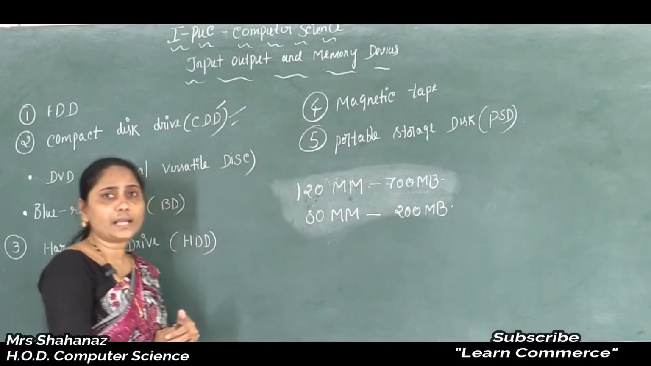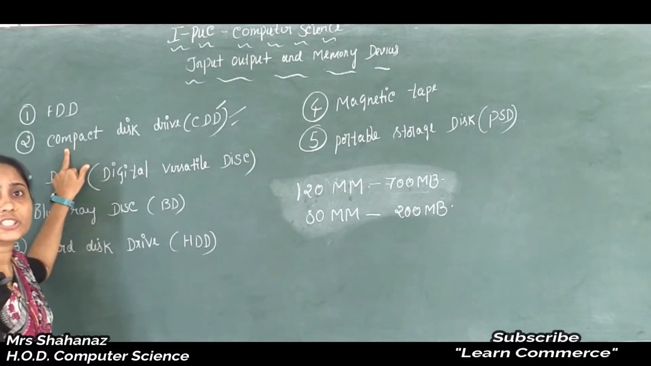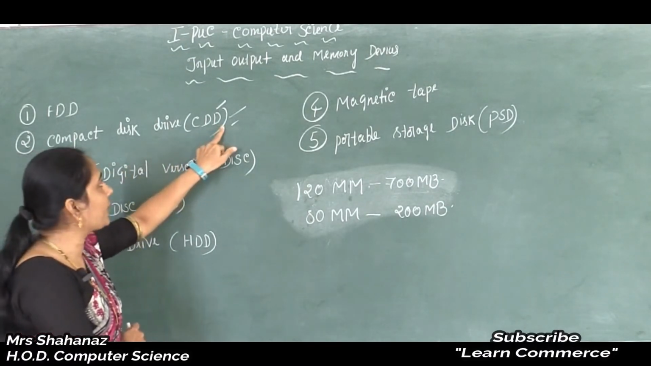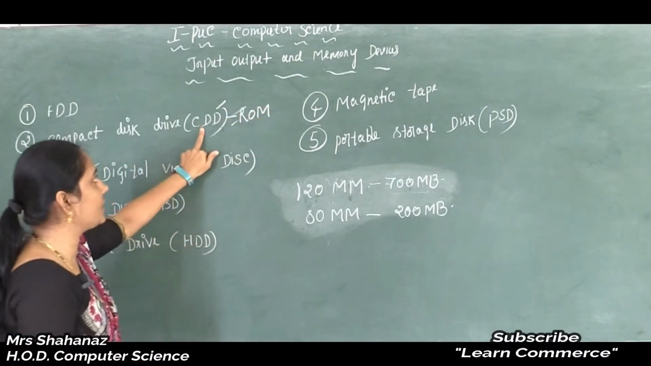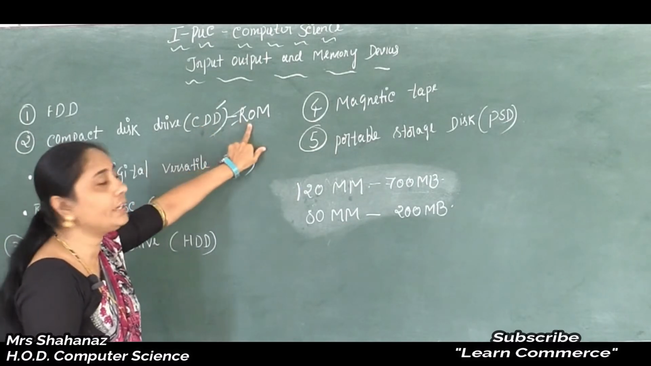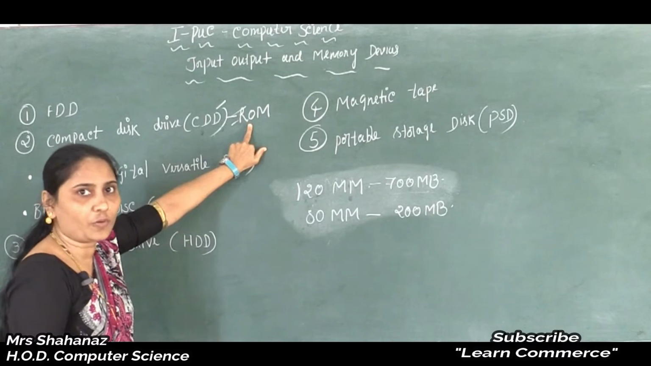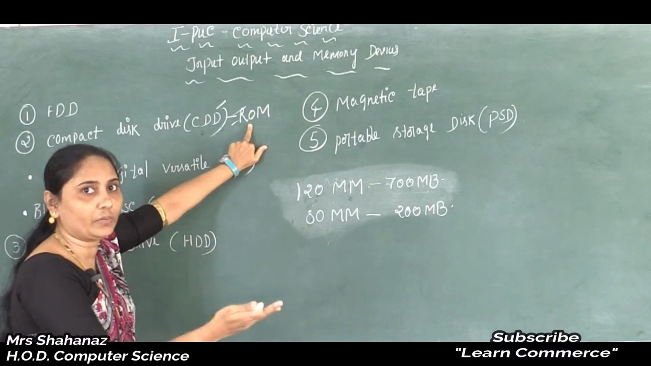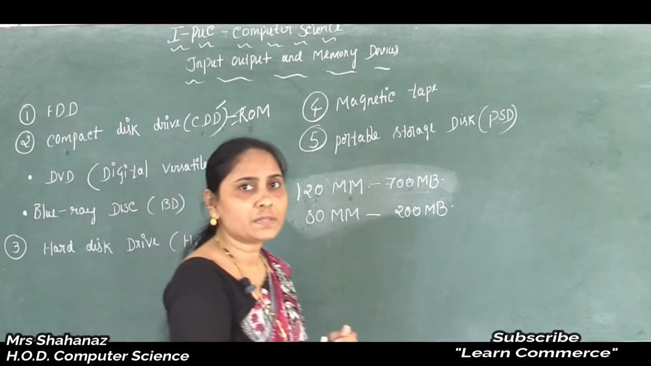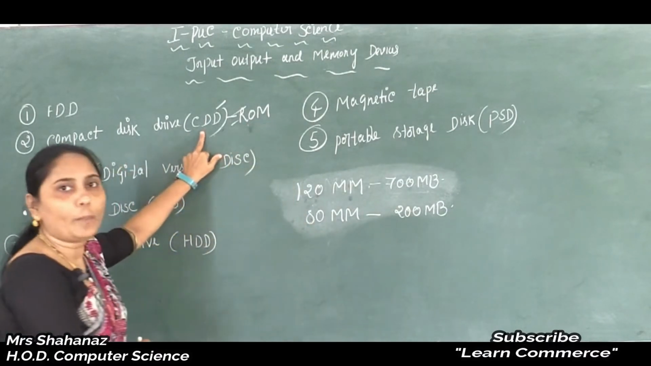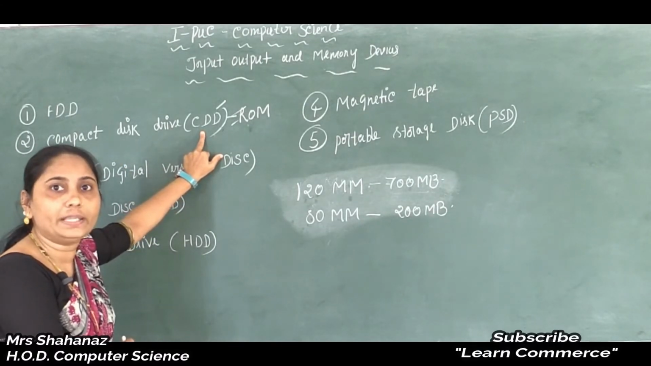Later on, the name of the device is compact disk drive, or we can say CD-ROM. The full form is compact disk drive read only memory. So can we just read the data? No. First of all we need to add data, and whatever data is added, we are going to read from the disk. As the name suggests, CD-ROM is a read only memory or read only device.